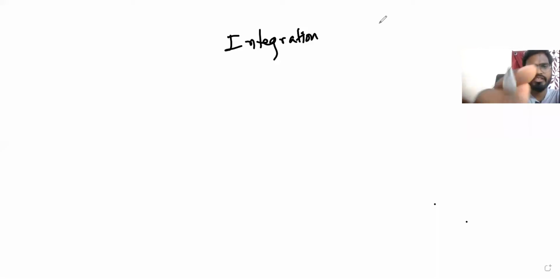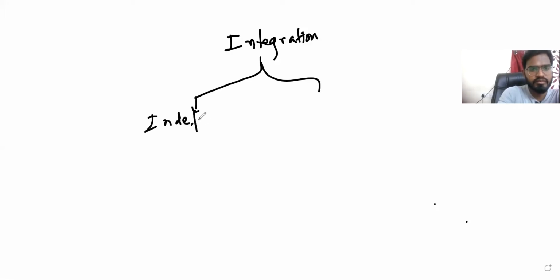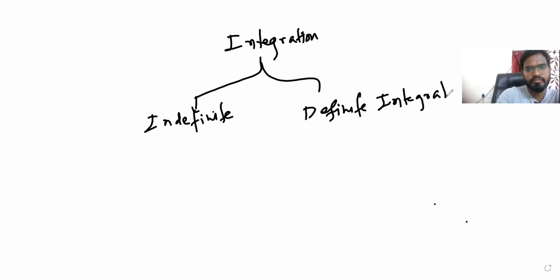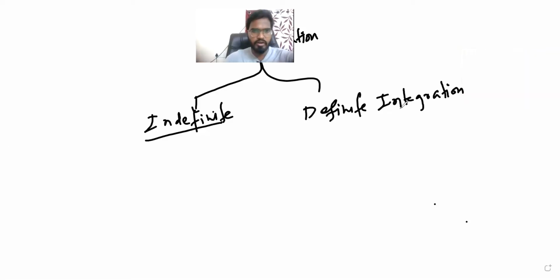You'll see integration. There are two types of integration. One is indefinite integration, and one is definite integration. So these two types of integration we are going to see. Definite integration is what? The same thing we will do in definite integration also. We will just put the limits. Limits is what? A lower limit as well as the upper limit we will put. That's it.